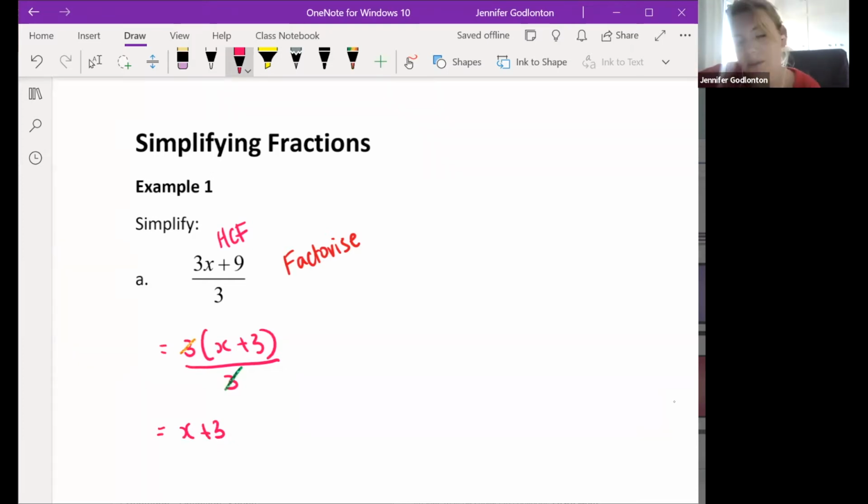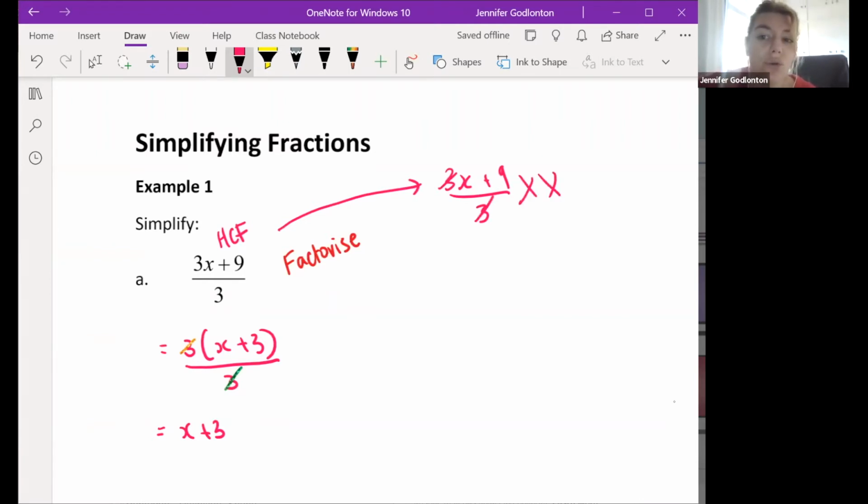The most common mistake in a question like this is for people to cancel out those 3's. So to have 3x plus 9 over 3 and then say that those cancel, and so your answer is x plus 9. But that is wrong. Okay.